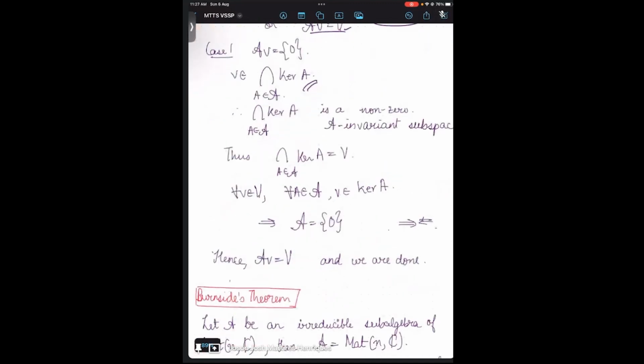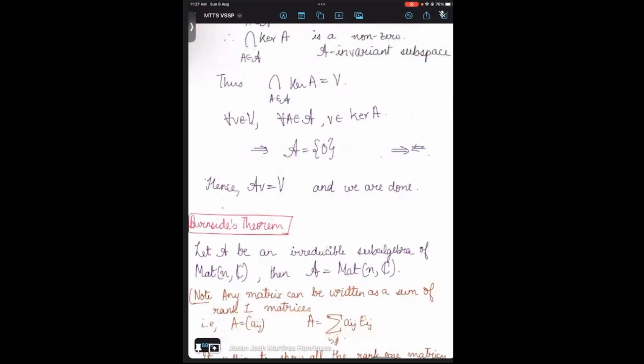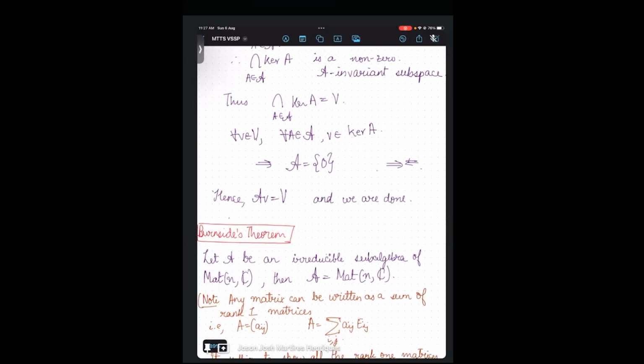So now we can finally move to Burnside's theorem. That is, if I'm given any irreducible subalgebra in M_n(C), then that irreducible subalgebra should in fact be all of M_n(C). So the reason why we developed all of this machinery is because now henceforth, whenever I talk about an irreducible subalgebra, I shall in fact use the fact that it is even transitive and use the properties of transitive.